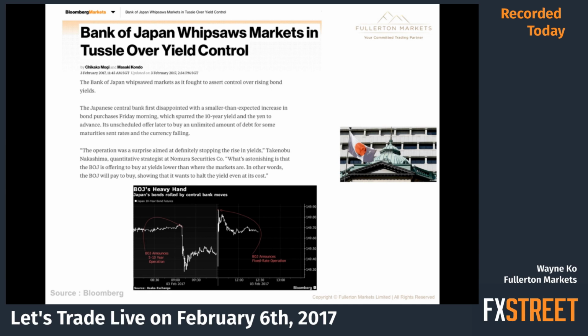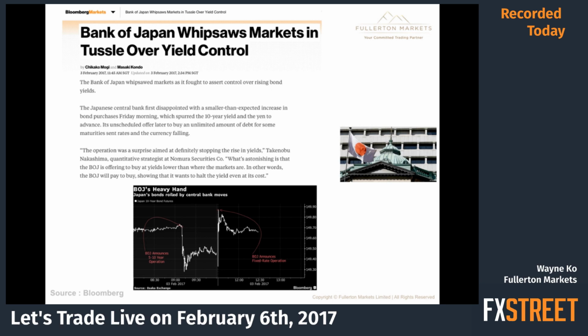So what you see over here, the chart is showing Japan 10-year bond futures, which is the bond price. So you notice that when BOJ announced their 5 to 10-year operation, basically the market is quite disappointed. You saw the bond price drop drastically. So meaning the bond yield goes up.